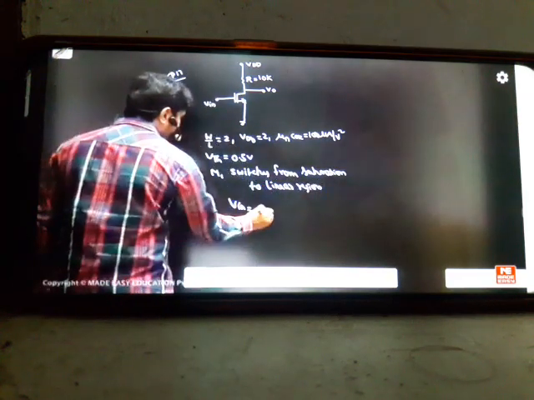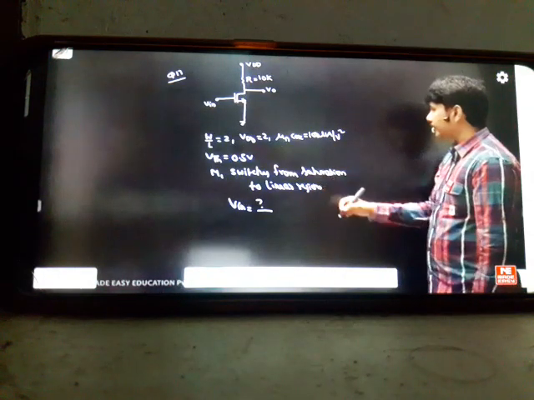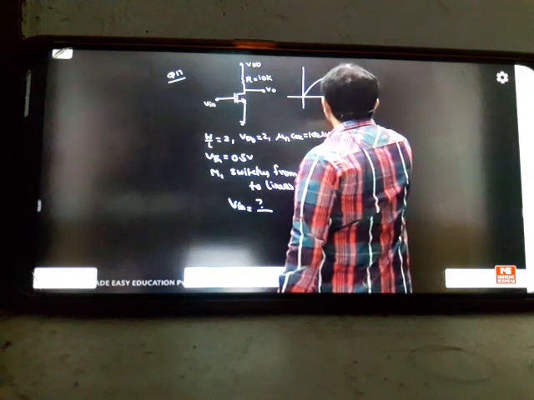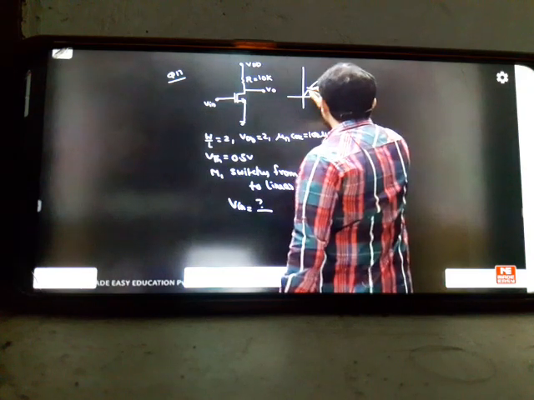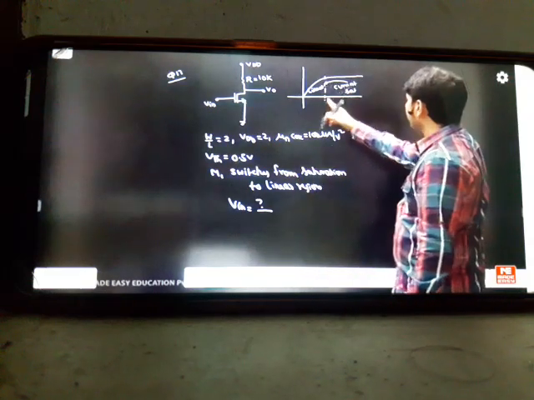At that time, what is the input voltage? You can see the style of asking the question is slightly different in this case. It's telling that it has to switch from saturation to linear, meaning you're asking me the question like this. This is your boundary. This is your current saturation. This is your linear region. You want to switch from current saturation to linear. Means if you want to go to here, you have to touch this boundary.